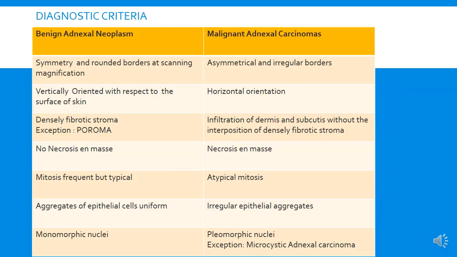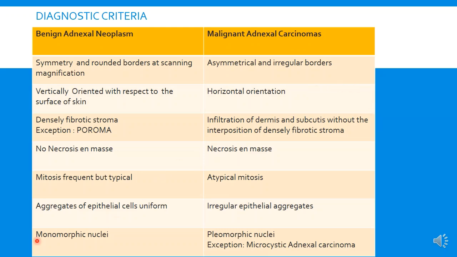So let us learn how to differentiate a benign adnexal neoplasm from malignant adnexal carcinomas. Benign adnexal neoplasms are symmetrical and they have a rounded, circumscribed border when you look at scanning magnification, whereas malignant adnexal carcinomas are asymmetrical and they have irregular borders and they are infiltrative. Benign tumors are vertically oriented with respect to the surface of the skin, whereas malignant adnexal carcinomas are horizontally oriented.